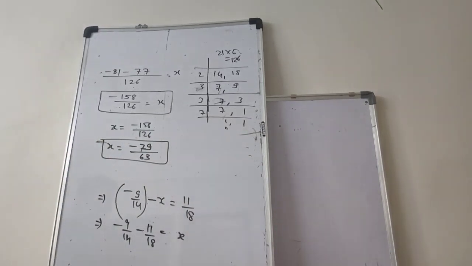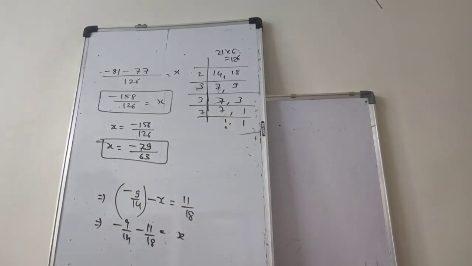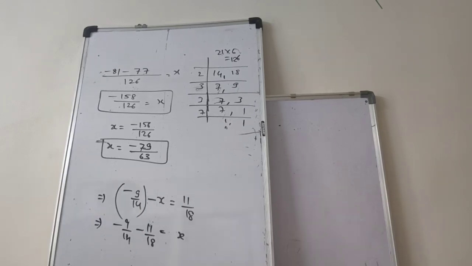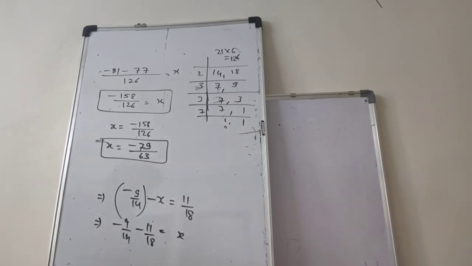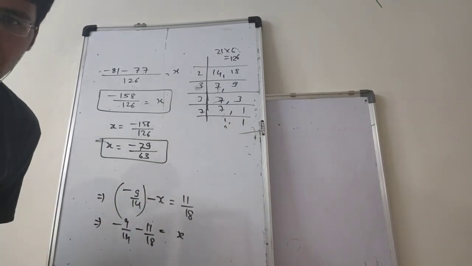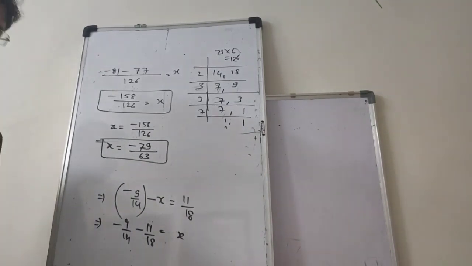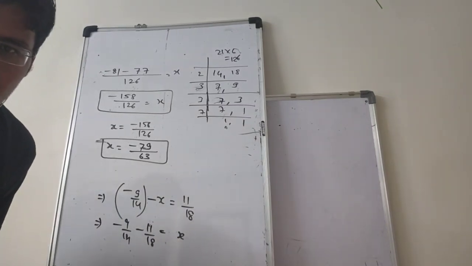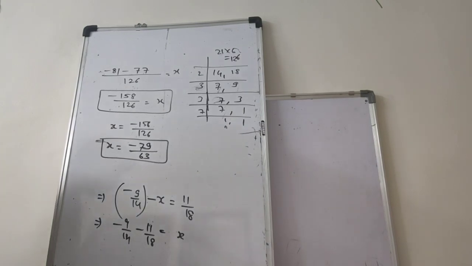Is that clear? ठीक है. So that will be the value of x. Is that clear? ठीक है. So that x is subtracted from minus 9 by 14 to get 11 by 18. ठीक है. Now next question.